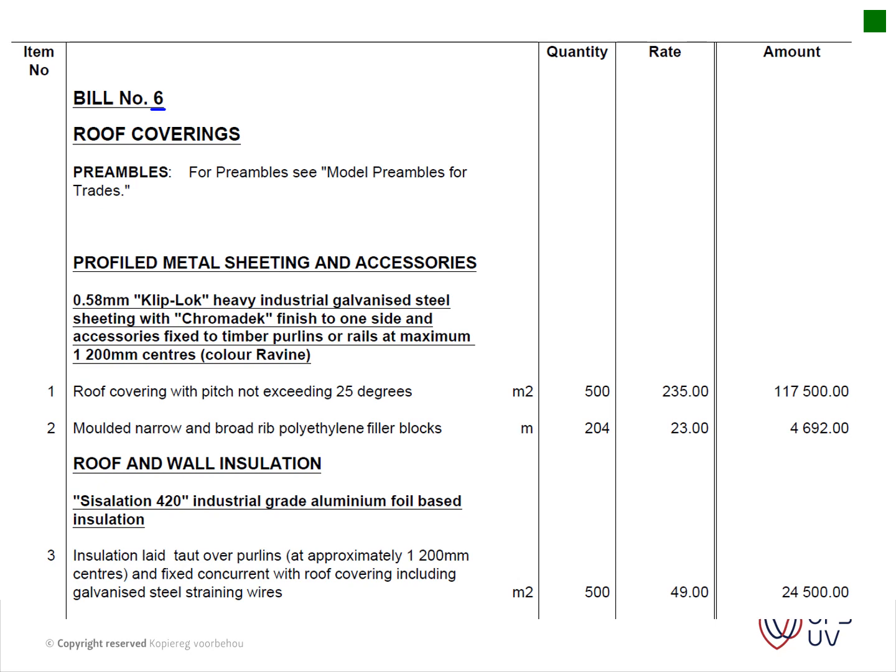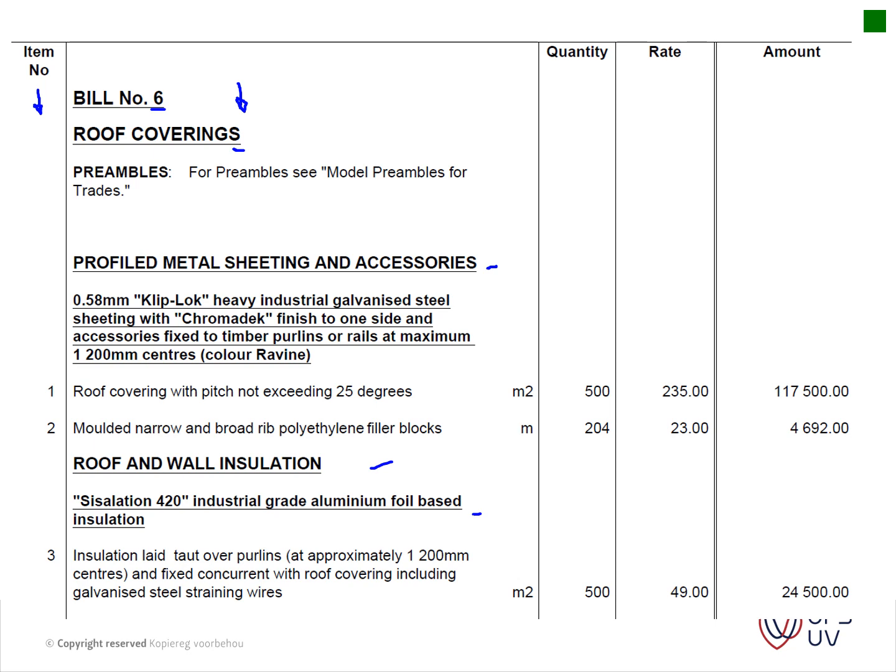If you think about your trades, it's the tradesman that actually installs those items. So for roof coverings, you will have specialist roof covering installers, and thus all of the roof sheeting, insulation, your gutters and everything like that will be included in this bill. Okay, very important to note, your bills of quantities always have an item number so that you can easily reference it.